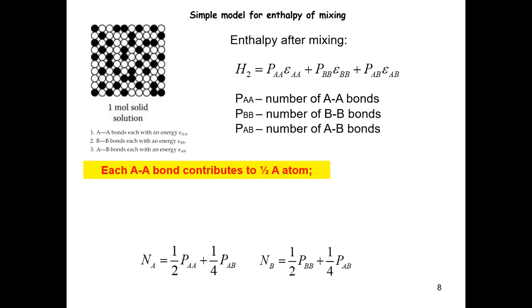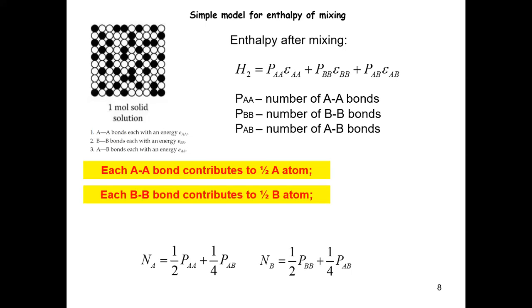Does this make sense? This is the same thing as saying that each A atom is associated with 2 bonds, right? We just use the reverse way. So each AA bond contributes a half of an A atom. Does this make sense to everyone? So each BB bond contributes a half of a B atom, right? Now the question is, what does each AB bond contribute? How many A atoms does the AB bond contribute, and how many B atoms does the AB bond contribute?